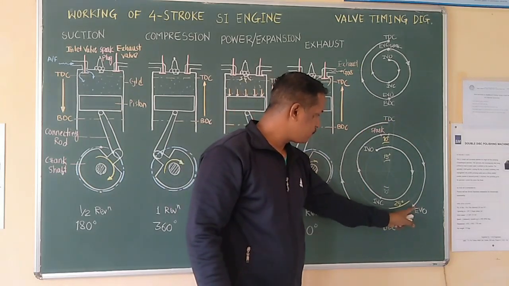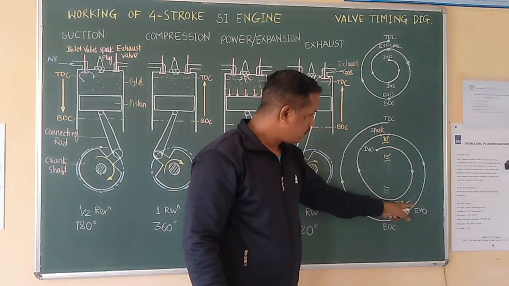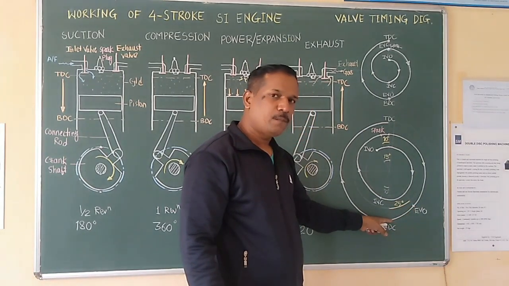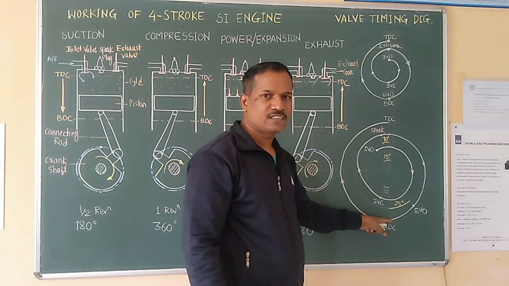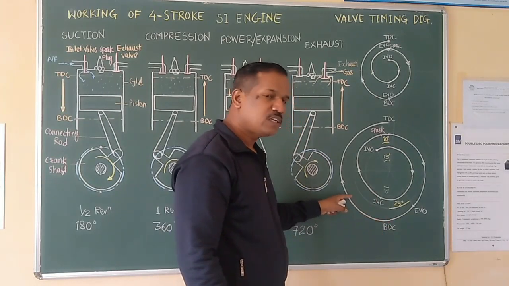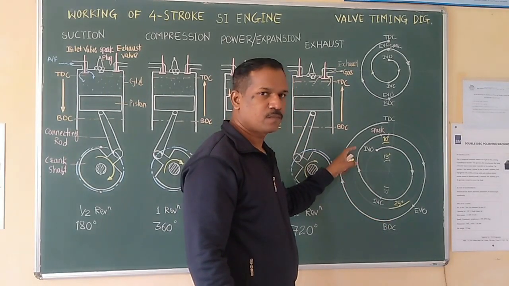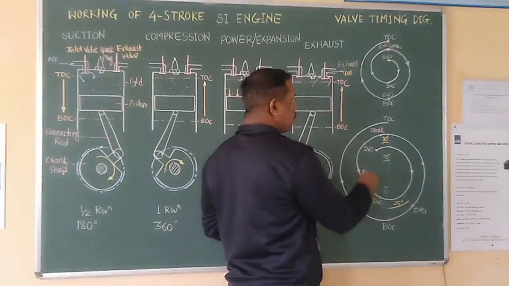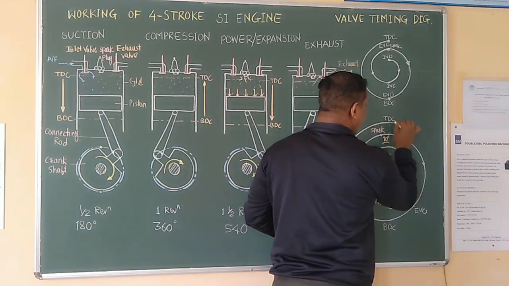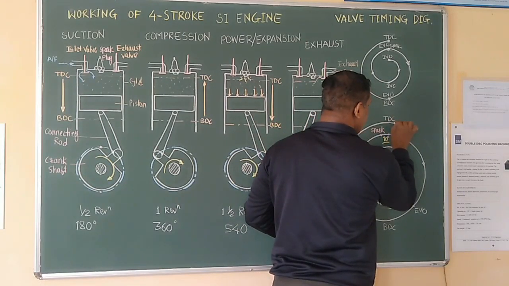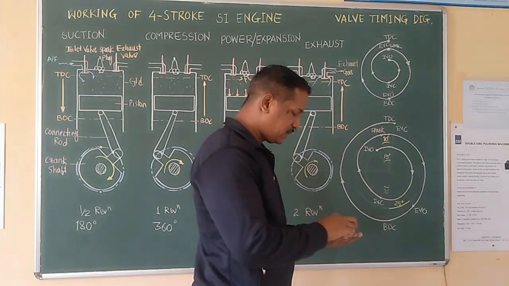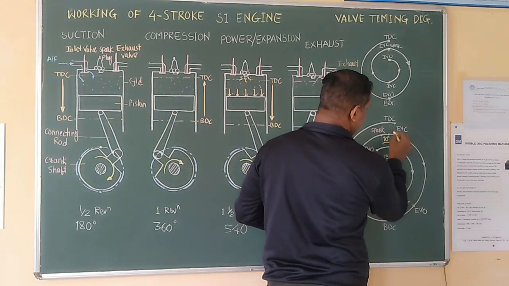So up to this point, the exhaust stroke happened due to self excess gases. When the piston reaches BDC, then after that the piston's upward motion pushes out exhaust gases. But the exhaust valve closes not exactly at TDC, but 5 degrees after TDC. So here the exhaust valve closed, and this is 5 degrees after TDC.